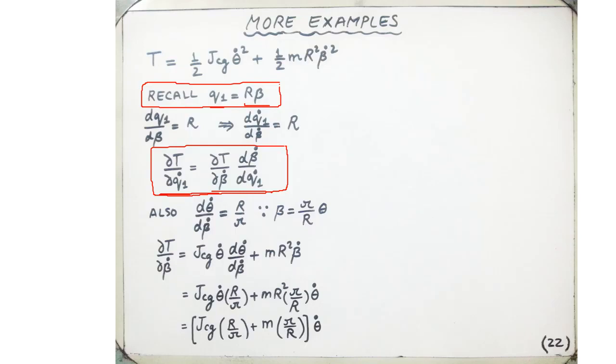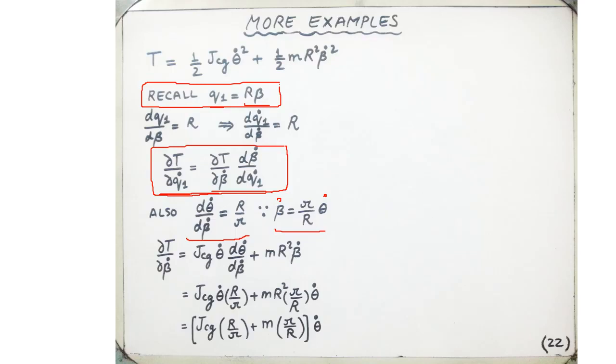Another important substitution is the fact that beta equals small r over capital R times theta. Therefore, if we take a derivative on both sides, we get beta dot equals small r over capital R times theta dot, and we can just say d theta dot divided by d beta dot is capital R over small r.